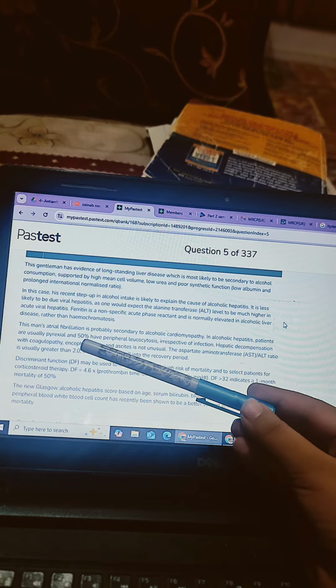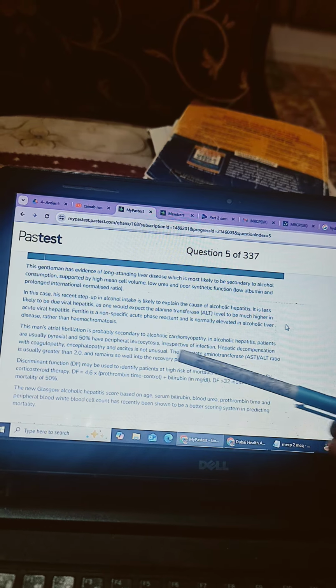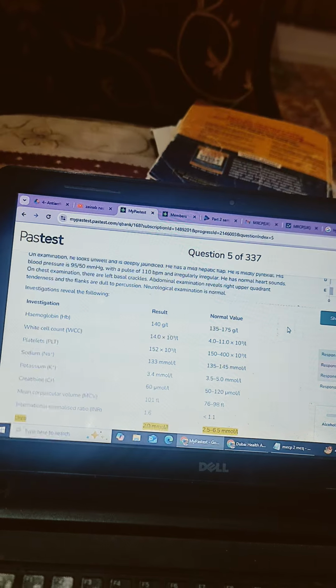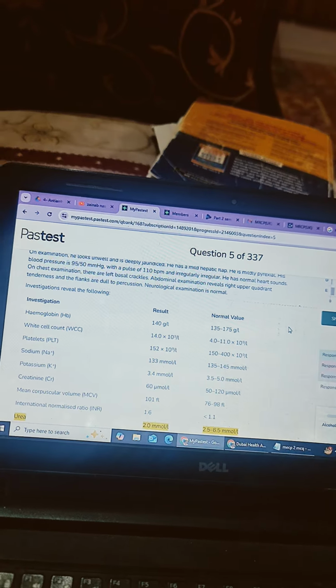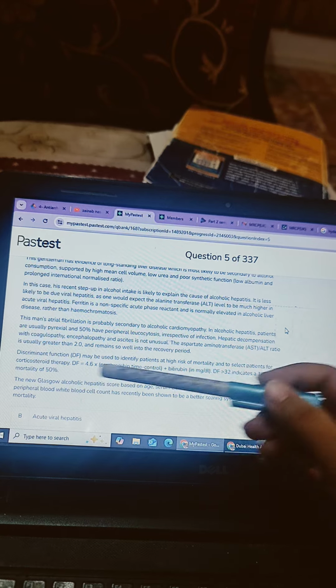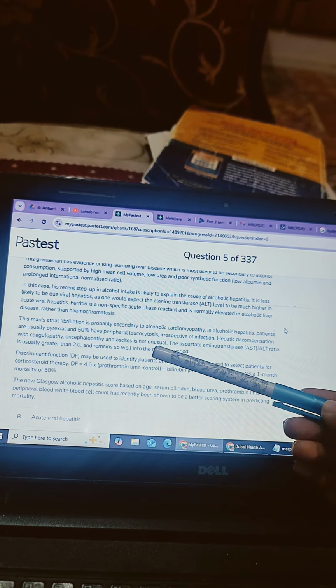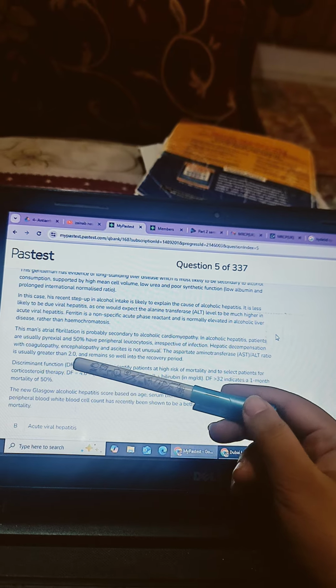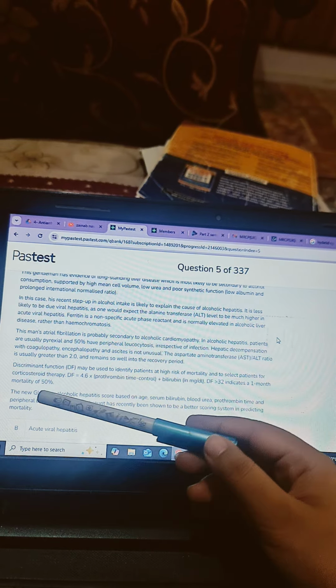Patients are usually pyrexial. 50% have peripheral leukocytosis irrespective of infection. Is this patient having leukocytosis? Yes, white cell count is also raised. Okay, so hepatic decompensation with coagulopathy, encephalopathy, ascites is usual, and AST to ALT ratio is usually greater than 2, which we have already seen.